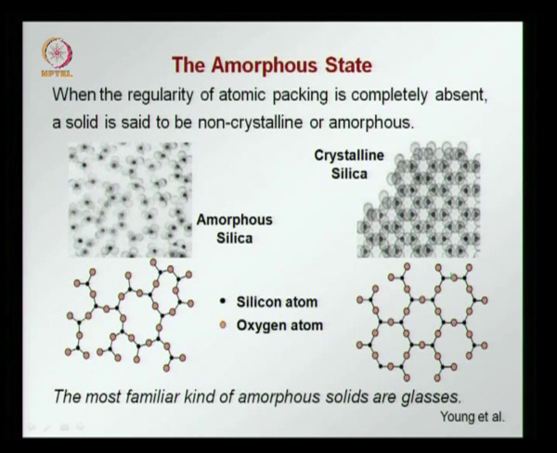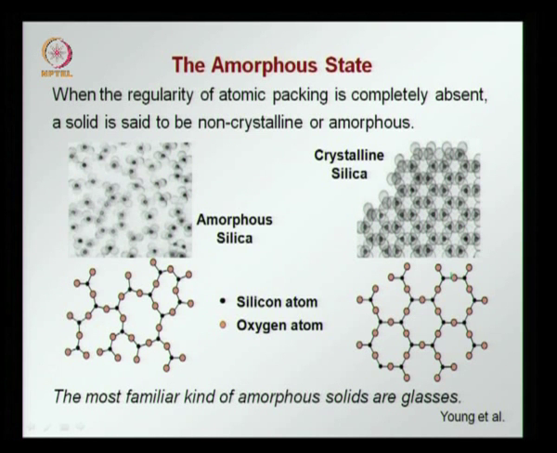So we have seen now different types of crystalline structures, and how defects occur in the crystalline structure. Now we will move on to materials which are not at all crystalline, they do not have any orderly structure, and they are called glasses or amorphous materials.